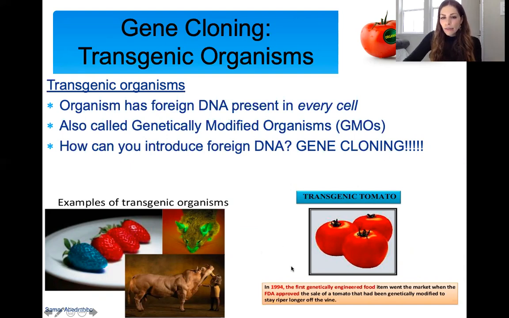In 1994, the first genetically engineered food went to the supermarket, and here's a tomato that's been genetically modified and it stays riper longer off the vine. Usually fruit and vegetables, as long as they're on the branch of the tree, stay better longer, but the moment you remove them, they go bad. So we created transgenic tomatoes that stay riper and look better and last longer.